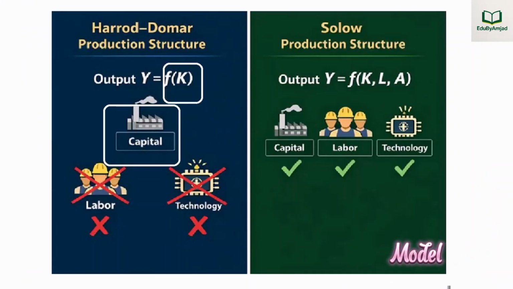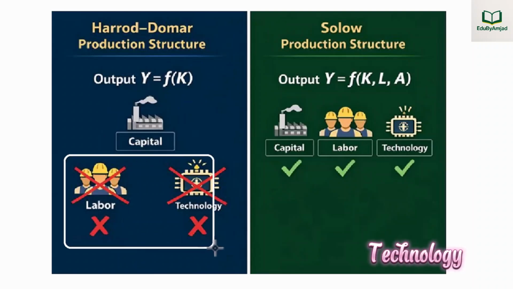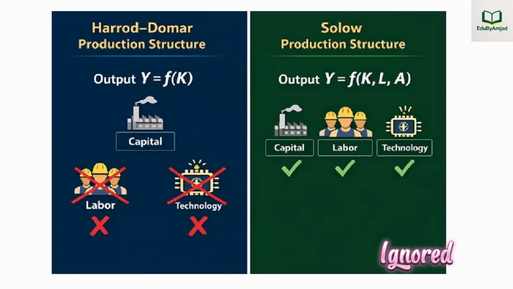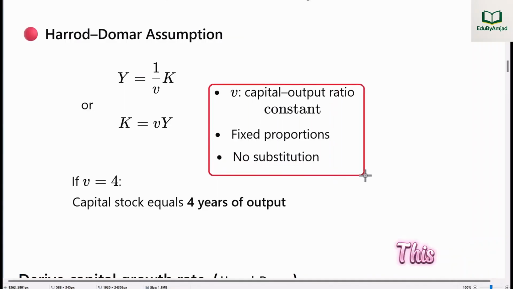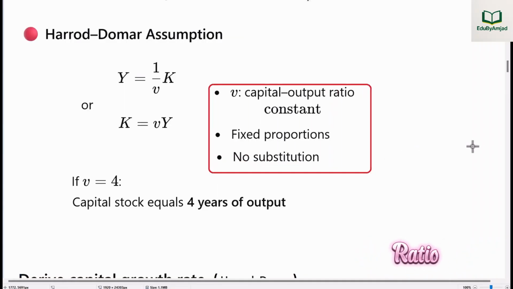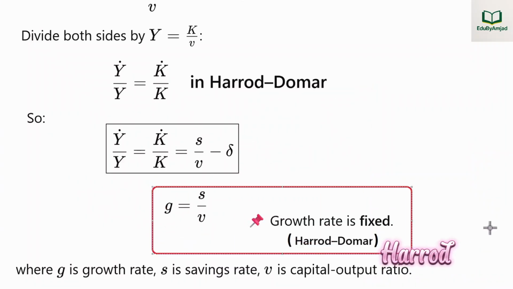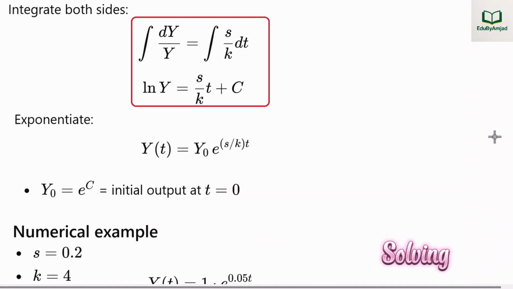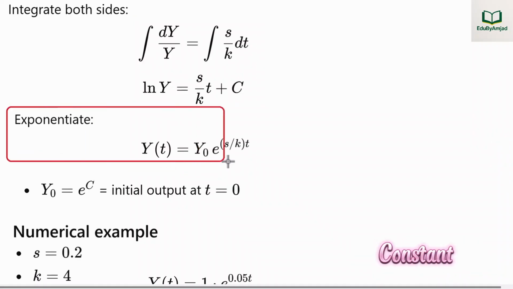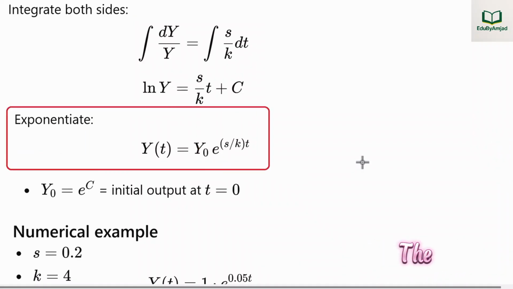The Harrod-Domar model assumes a very simple production structure. Output depends only on capital, while labor and technology are taken as fixed or ignored. This assumption implies a fixed capital output ratio and no substitution between factors of production. As a result, Harrod-Domar predicts that the growth rate of output is fixed. Solving the Harrod-Domar differential equation shows that output grows exponentially at a constant instantaneous rate, known as the warranted growth rate.